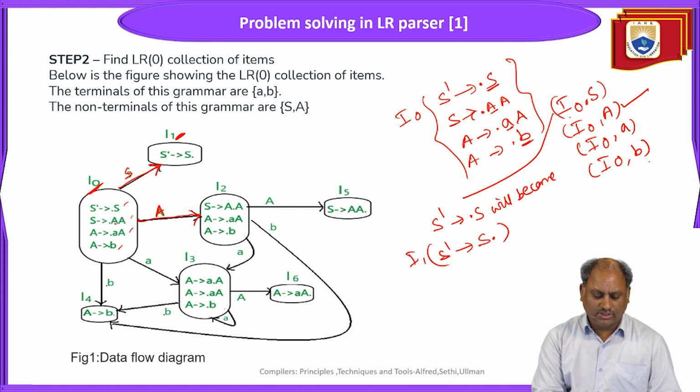But here what is A? S implies dot A. Now we have to perform the dot operation with each input one symbol ahead. So A dot capital A. This is I naught comma capital A, which will become S derives A dot A.